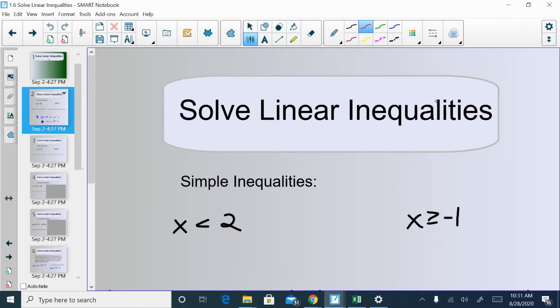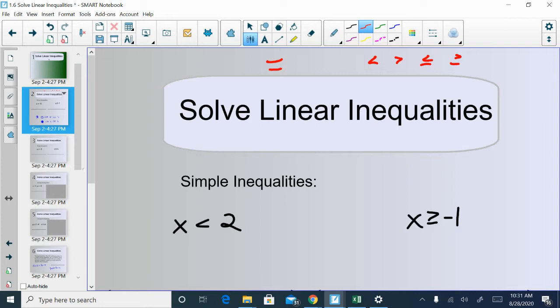An inequality is different than an equality, obviously. An equality would have an equal sign in it, and an inequality could have one of these four choices. It could have a less than sign, or a greater than sign, or a less than or equal to, or a greater than or equal to sign. You guys are going to be expected to simplify or solve these inequalities, as well as graph the inequalities.